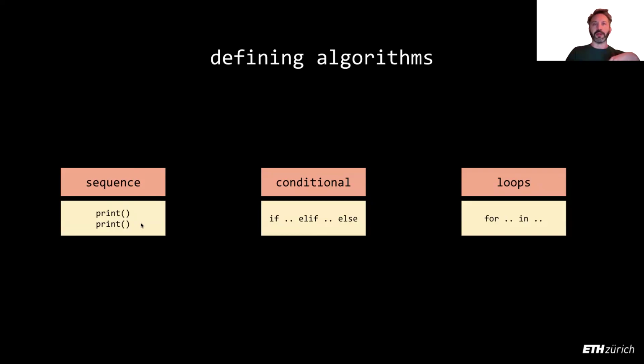They just execute one after the other. We have conditionals, which we have seen with the if statement. But if also has elif, for if the first one did not match, then can we go to the second conditional, and else for everything that did not match any of the previous ones.